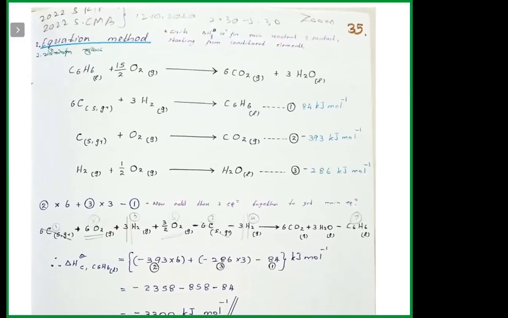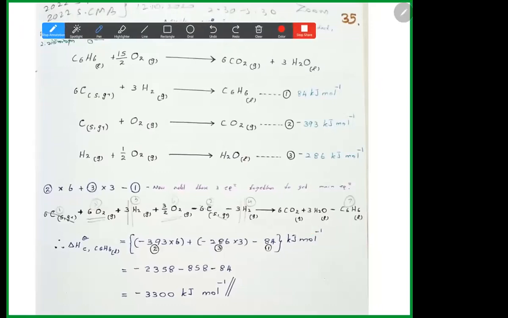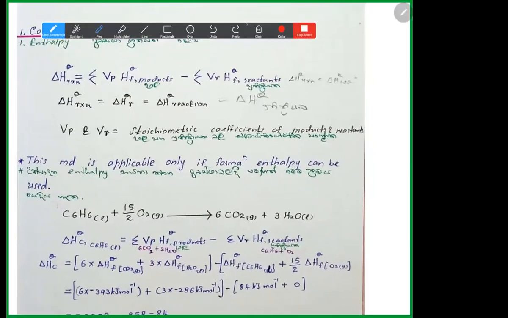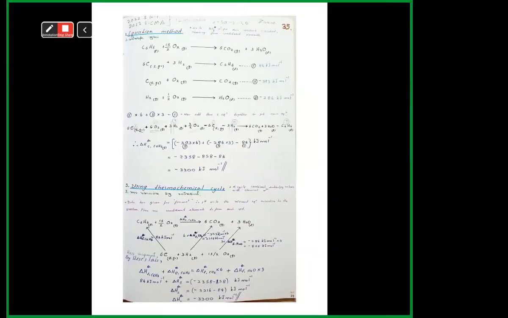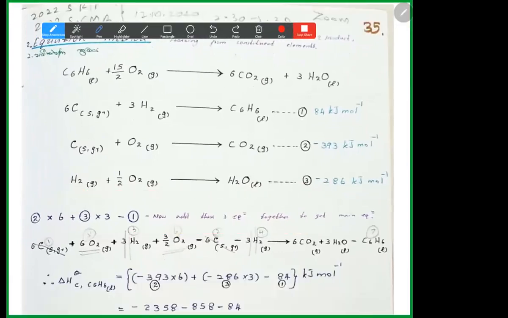So the second method is the equation method. That's again very easy. In the equation method, we are writing all these given equations. They have not given this equation, we have to build this up. This is combustion, meaning excess O2, products are CO2 and H2O. Again, the very first step is to write the equation for the given question. The question is the combustion of benzene, so I'm writing the question equation.